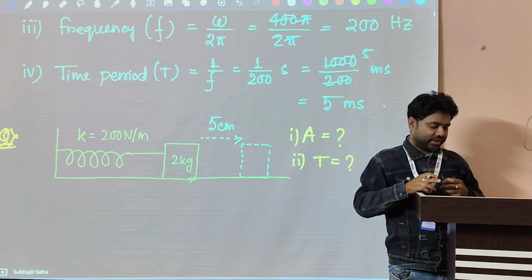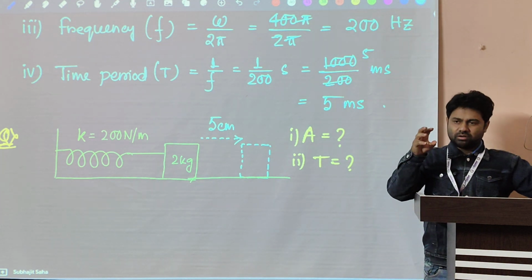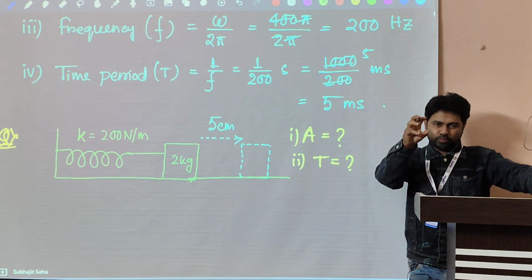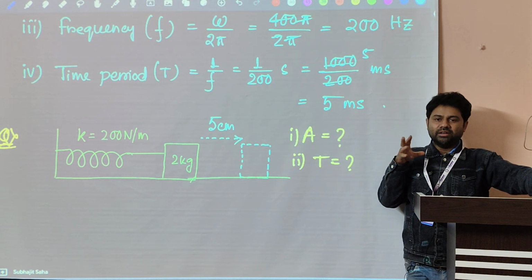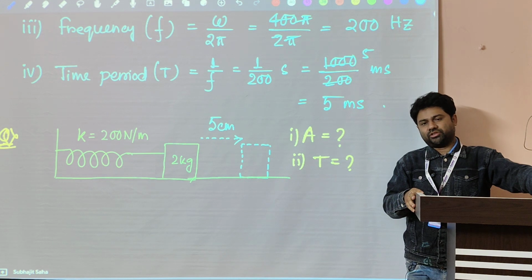You know, there is a trick. Whenever in this type of question you pull something and release it from there, instantly that position becomes its extremities.